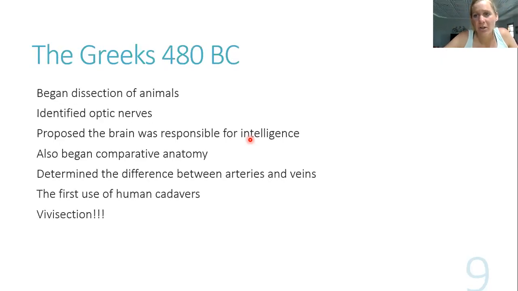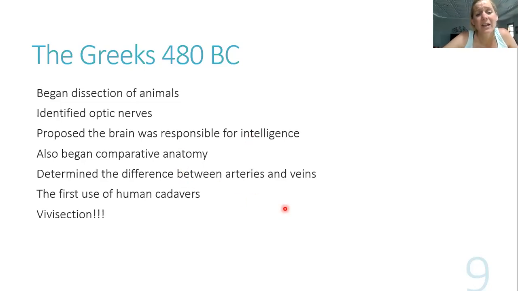Fast forward a little ways to 480 BC, and the Greeks began dissecting animals. They identified the optic nerve. So there's a nerve at the back of your eye that allows us to transmit images, and they figured out what that was. They also proposed that the brain was responsible for intelligence, which is correct. They also began comparative anatomy, looking at the difference between a monkey, for example, and a pig. What are some structures that differ? They both have hearts, they both have brains, but maybe how does size differ, and different factors like that. So they began comparing different animals.